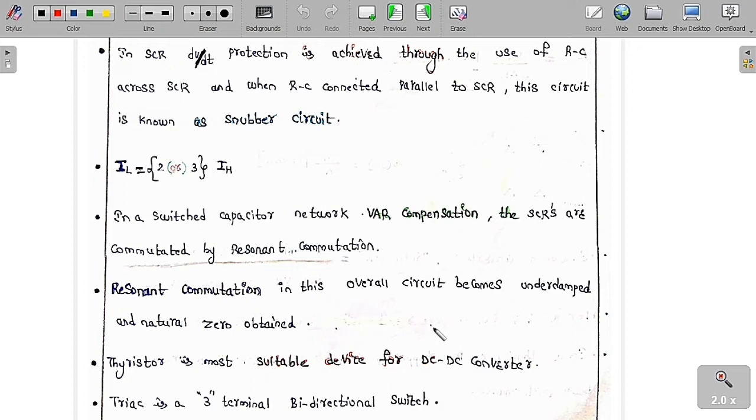Therefore, by using resonant commutation only, we turn off the SCR in a switched capacitor network for compensation. Resonant commutation makes the overall circuit underdamped and the natural current zero is obtained. By this method we turn off the SCRs in a switched capacitor network for compensation.